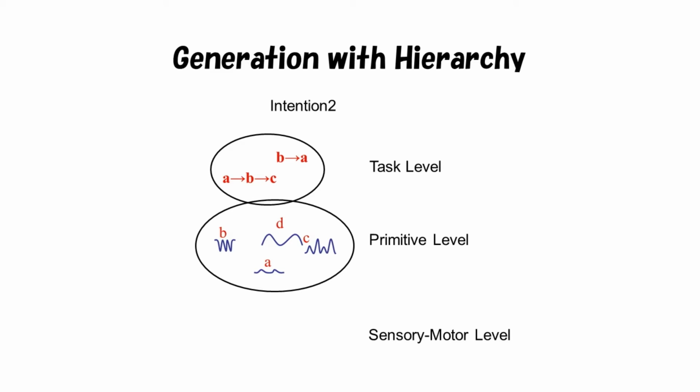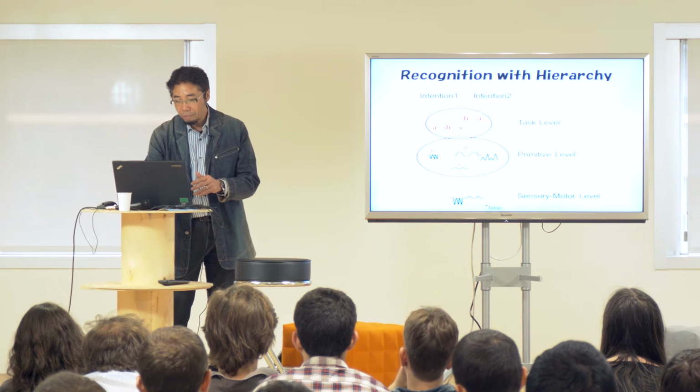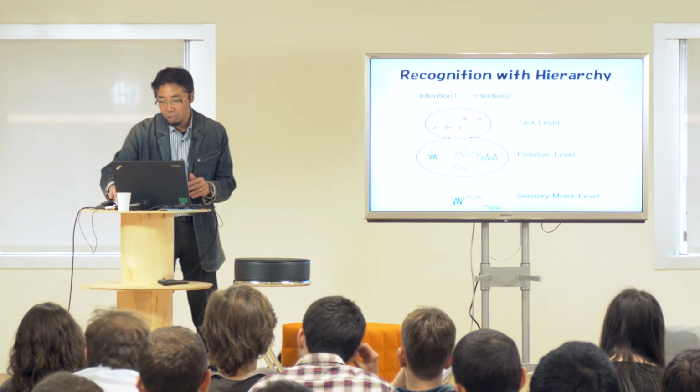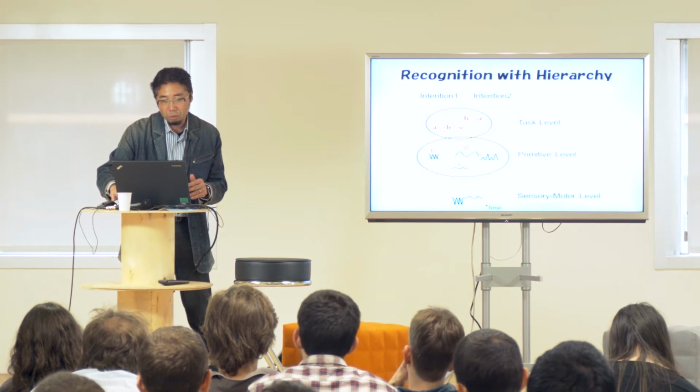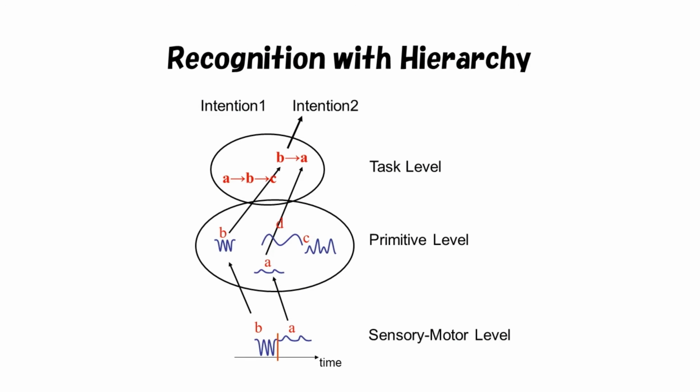For a different intention, like intention 2, it could be a different way of concatenating the primitives, and thus a different sensory motor sequence is generated. That is a top-down generation. But you can also do recognition using the same system, starting from the perceptual reality. It can be segmented into primitive B followed by primitive A, and therefore it can recognize this is intention 2. So it works the other way around.